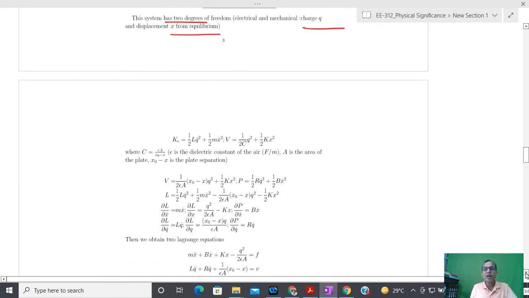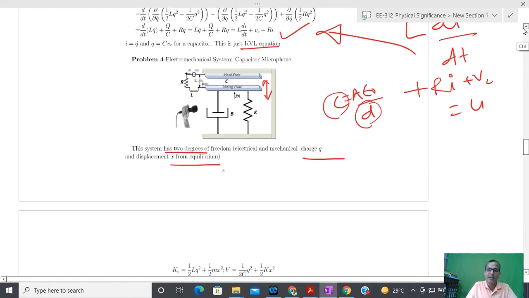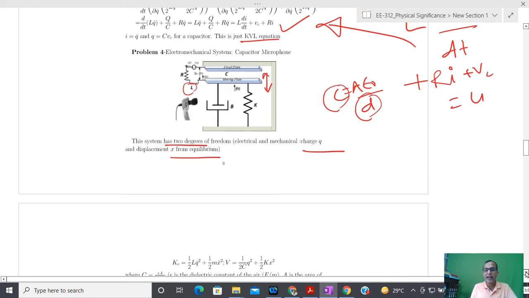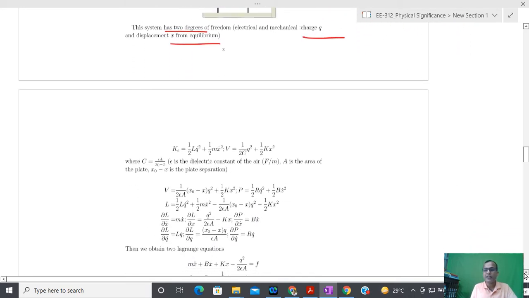Okay, and now I have to identify the kinetic energy. So the total kinetic energy I just have to identify. You can see here that kinetic energy is stored in two different ways. One kinetic energy is stored inside this inductor, and another is due to this motion. Due to that reason, I have two different terms here.